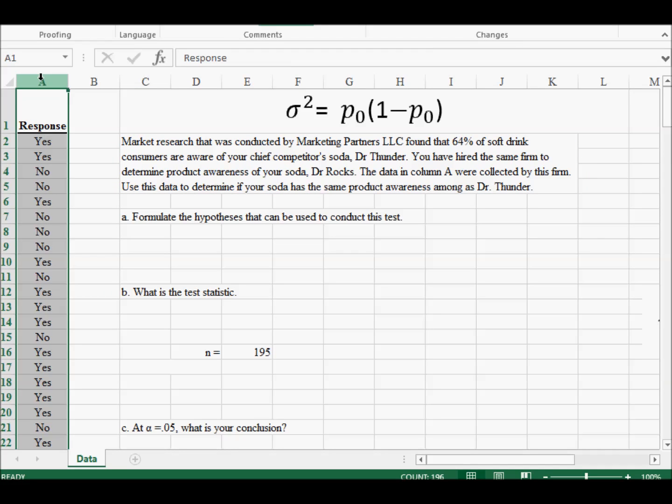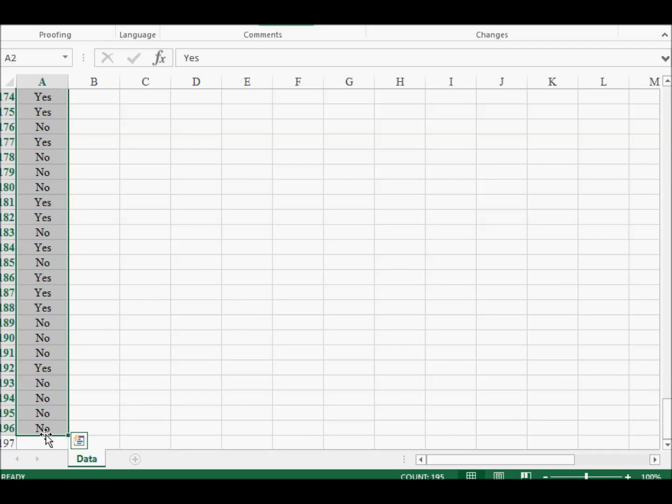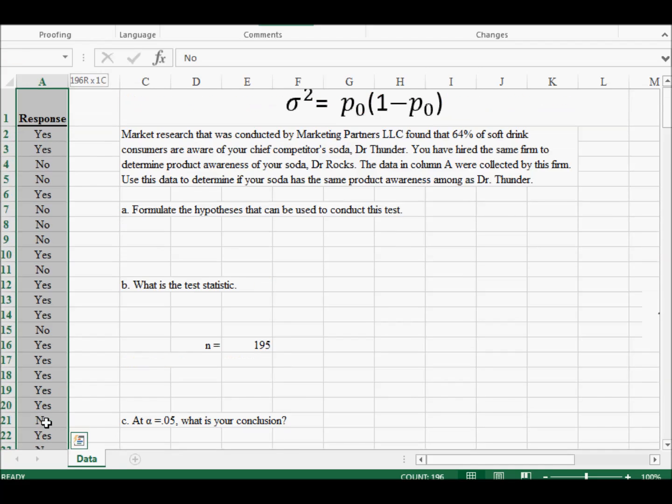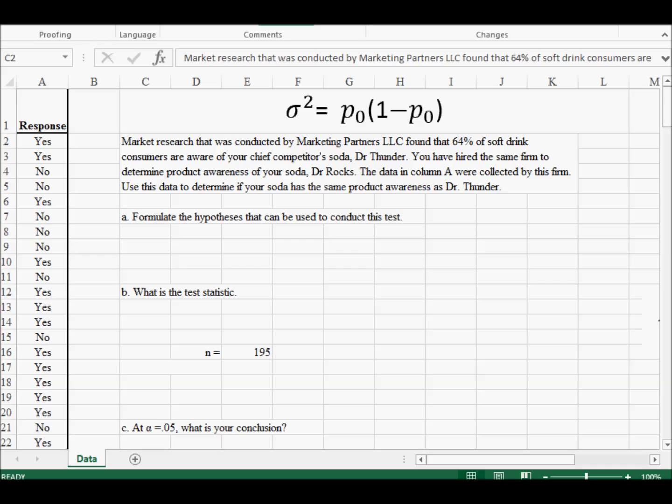If you recall from previous cases that I've demonstrated on YouTube, when I hit F9, the responses change. I've already copied and pasted in the values, so that's already taken care of. And if you notice, there are 195 observations in this variable. So our sample size is 195. We're going to use the data to answer the question on the spreadsheet.